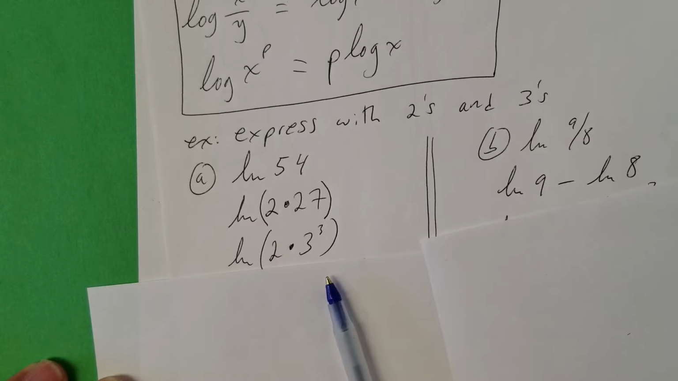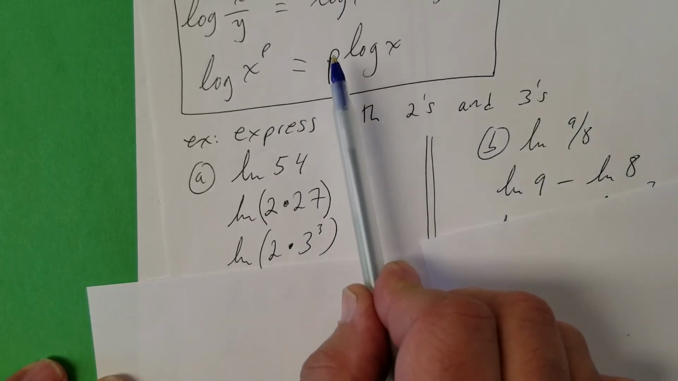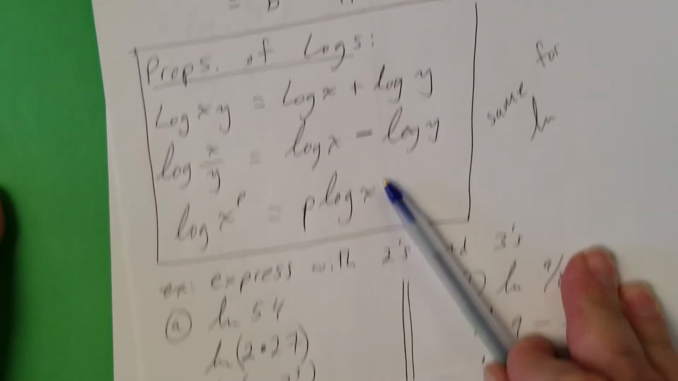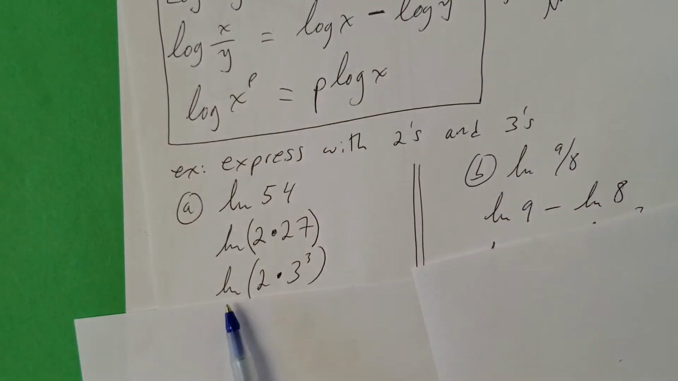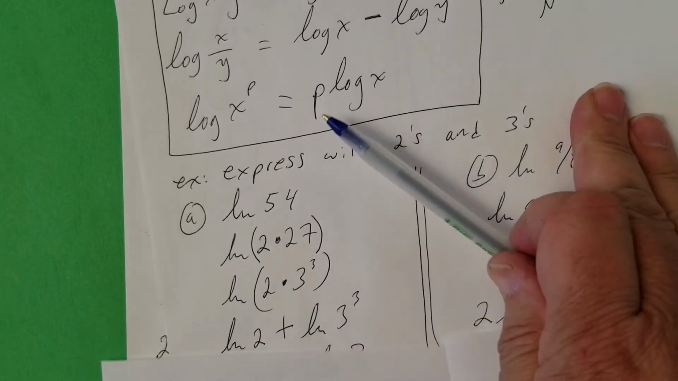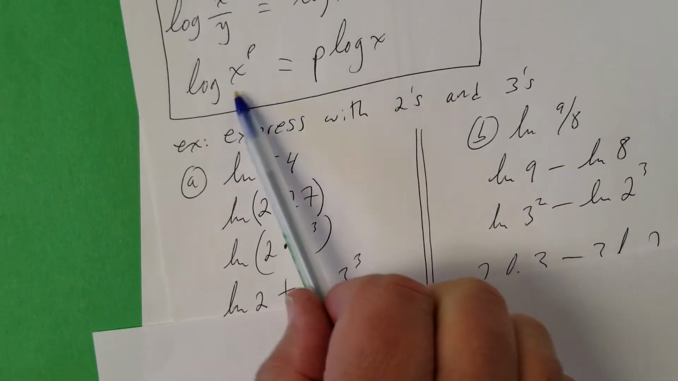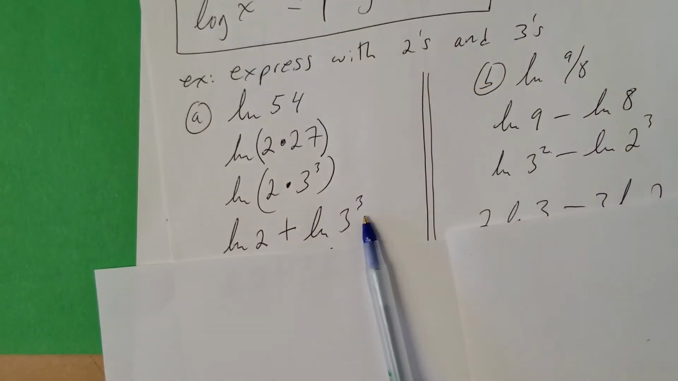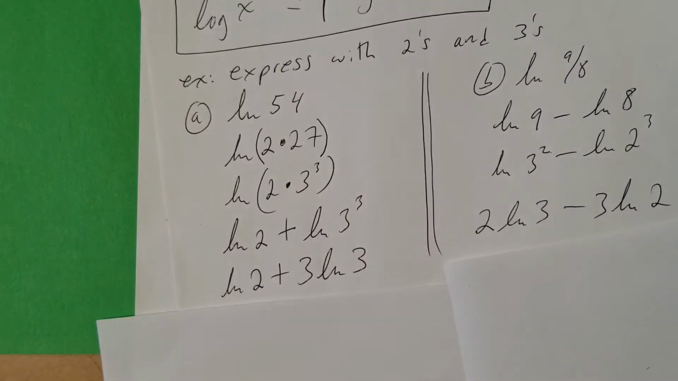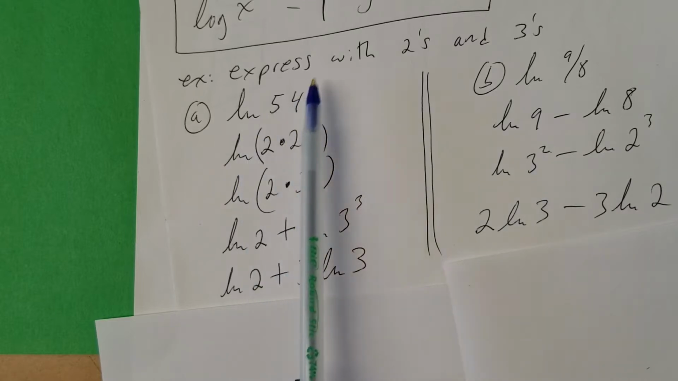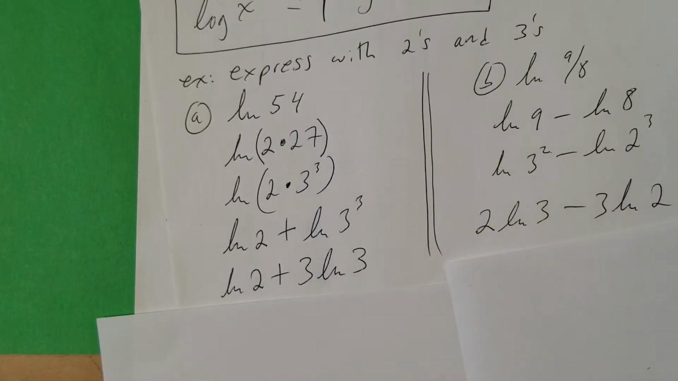Now I can rewrite this using my properties. What do I do when it's multiplication? It's going to be ln 2 plus ln 3 to the third. And what does the third property say when you have a power? It comes down to the front. So there you go, I have expressed ln 54 with 2s and 3s.